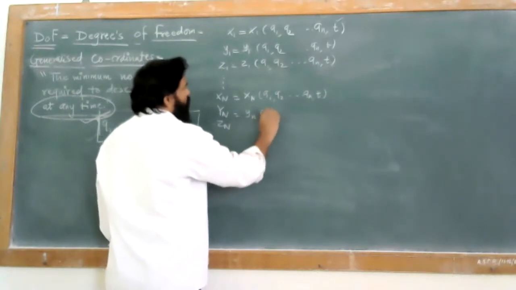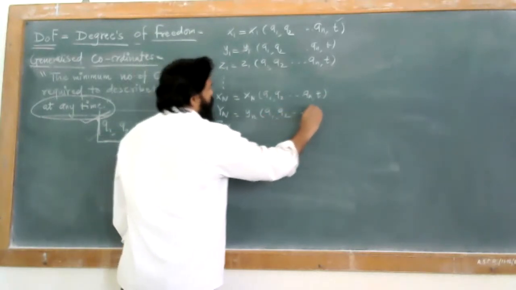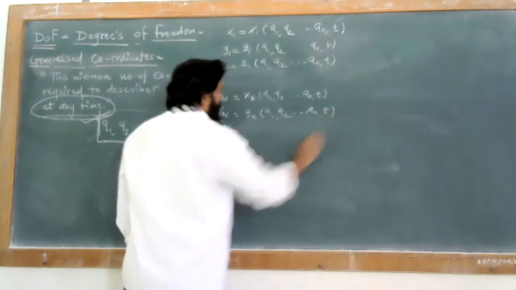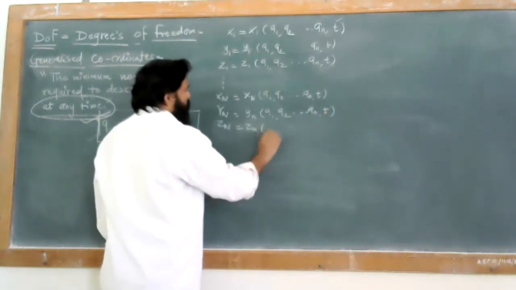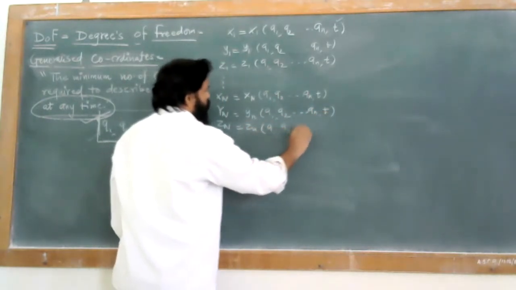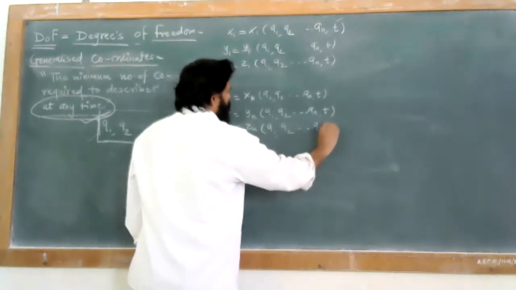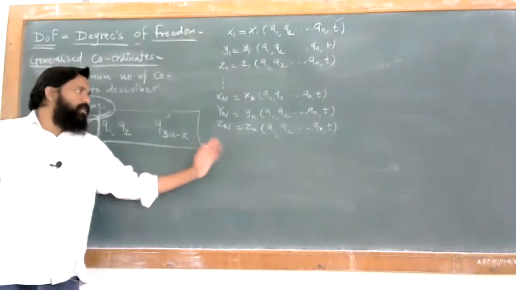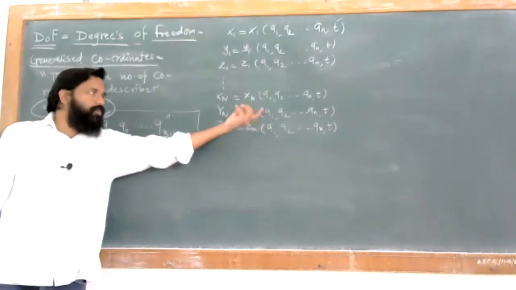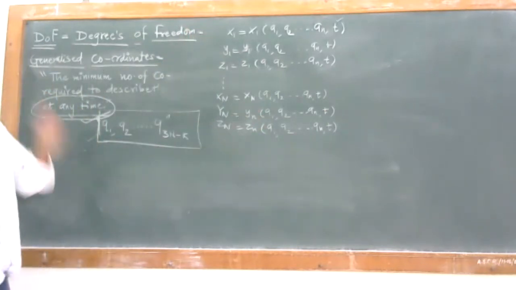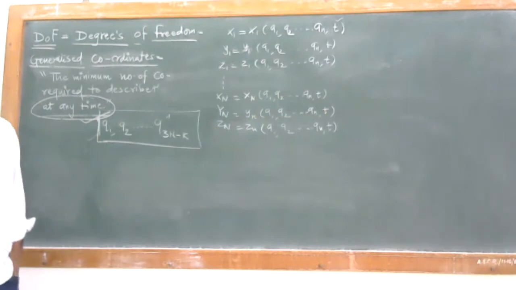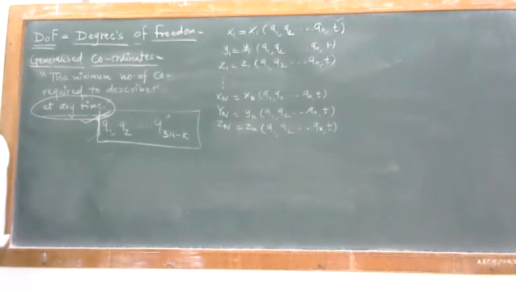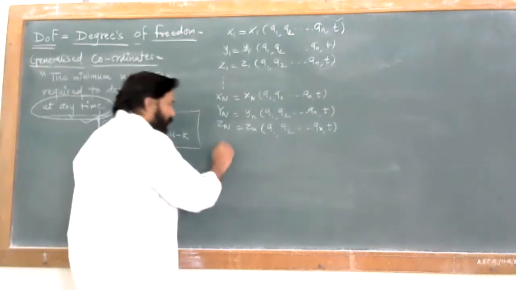Yn is nothing but yn of q1, q2 up to qn of t, and zn is zn of q1, q2 up to qn of t. So you can express all your coordinates up to n in terms of the coordinates that are called generalized coordinates q1, q2, qn of t.